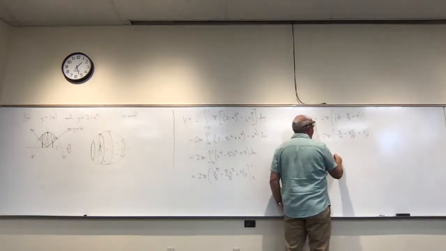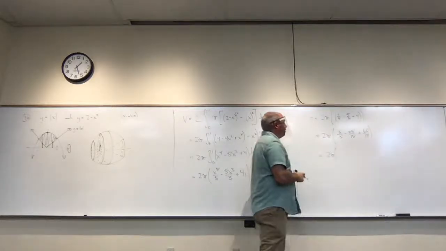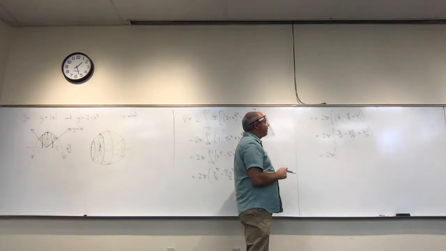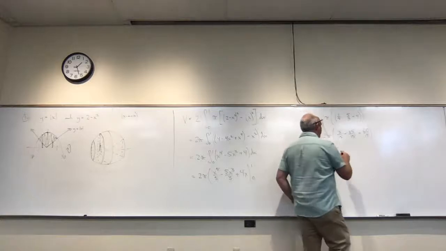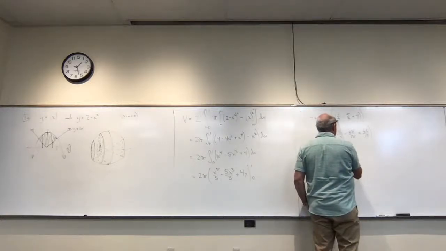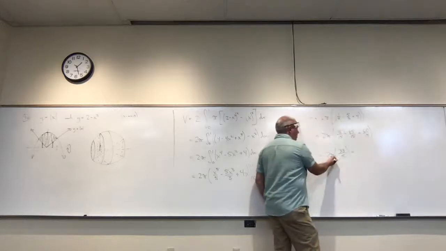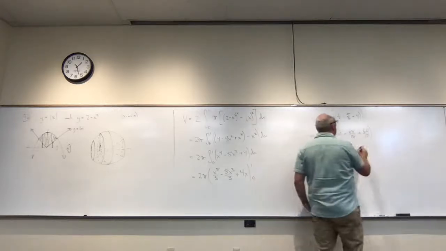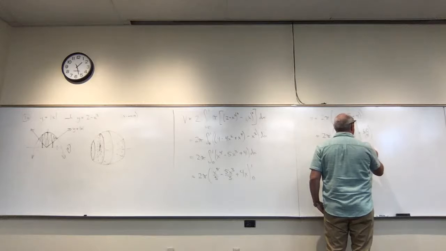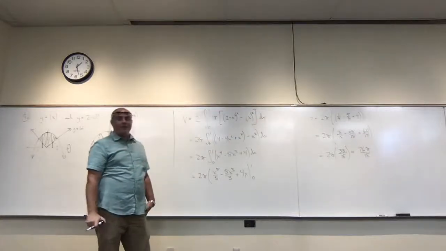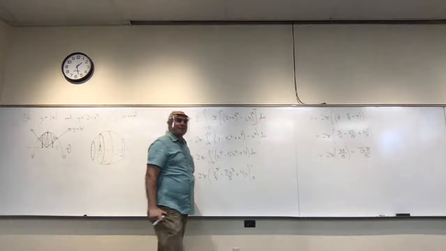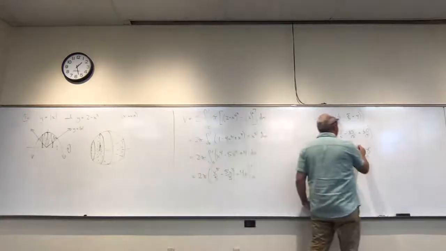So I still have my 2 pi. What do I got here? So 60 minus 25 is otherwise known as 35, plus 3, 38 over 15. And then I multiply that by 2 pi. So I suppose I get 76 pi over 15. And then the question is, can I simplify that anymore? I don't think so. That looks pretty good to me.